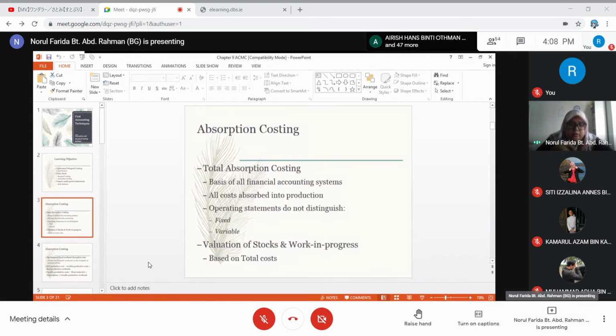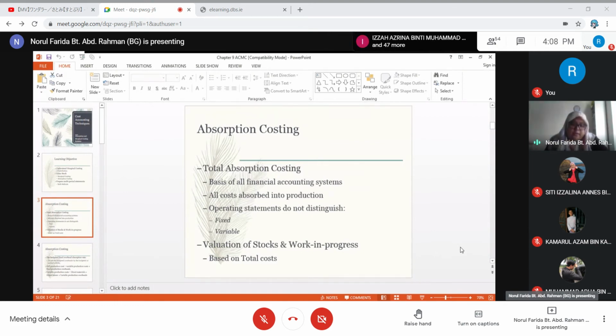Alright, so let's look into what absorption costing is. Alright, so absorption costing is the procedure which charges fixed production overhead as well as variable production overhead to the cost object. Okay, that is the product. Alright, so you are going to charge fixed production overhead as well as variable production overhead to the cost object. So we are going to absorb, right? Absorption costing, so we are going to absorb.